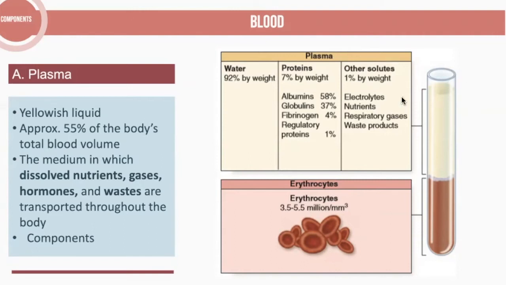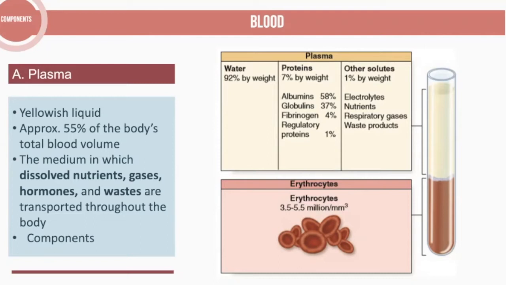And then next, we also have other solutes, approximately 1% of the plasma. These solutes include ions. So you have blood electrolytes that function to maintain pH by resisting change in pH, so a pH buffer. And then you have organic solutes, so lipids and carbohydrates for ATP production. And then next you have nutrients and gases and organic wastes.